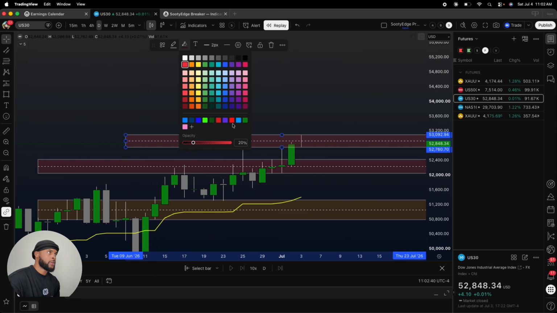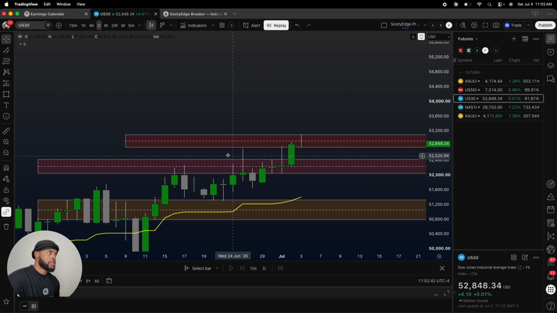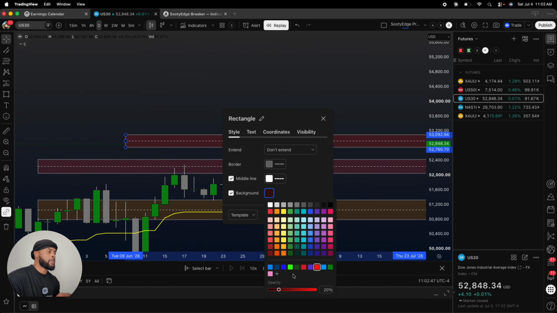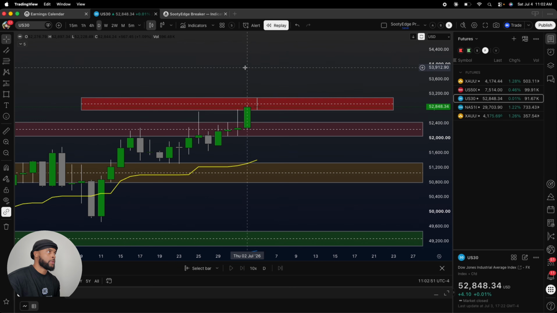But I'm gonna turn this a different color red. Because it's not like my main level, right? It's not a doji. Like if it was a doji, I would say it's my main level, but this is just a level of interest, right? So we're gonna put that there just to show that's the top, but that's my main level of interest.